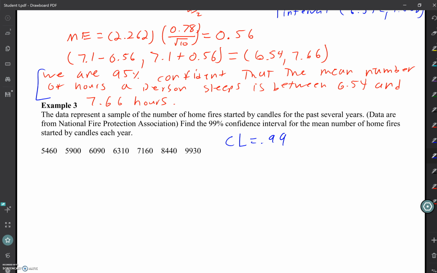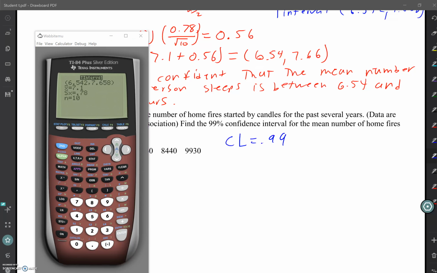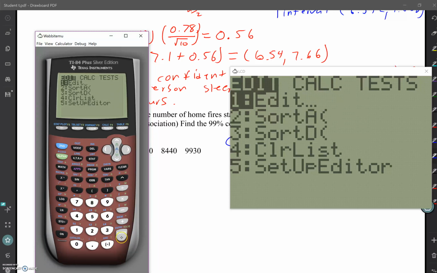Do we have an X bar? We have data, but we don't have an X bar. So we can find the mean. We know how to find the mean of data. Or we could put it in a list and tell our calculator we have data. Either way. I can put it in a list and find the mean and standard deviation. I can use the formulas to find the mean and standard deviation, or we can just use the calculator altogether. Whichever way we want to go, let's start with putting this in a list.